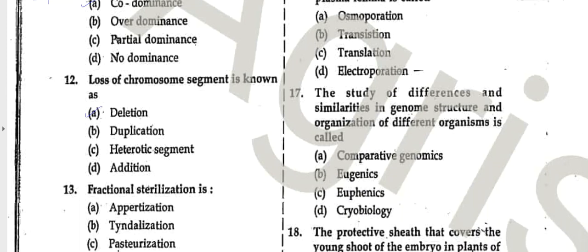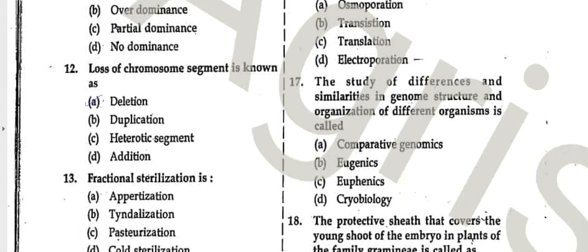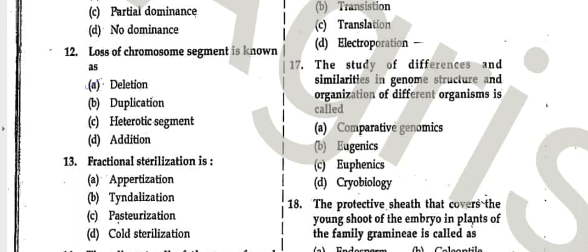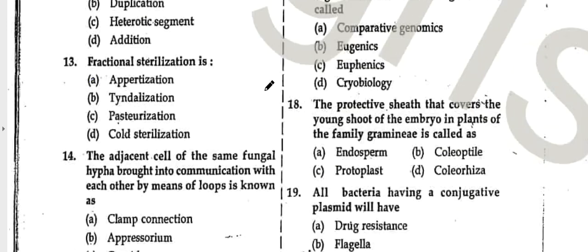Next is fractional sterilization. So what is fractional sterilization? While learning about tyndallization, we will learn about pasteurization also, because these two are related terms. First of all, understand tyndallization. Tyndallization is a sterilization method that sterilizes all spores and vegetative cells by heating them at 100 degrees centigrade for 3 consecutive days with an incubation period in between.